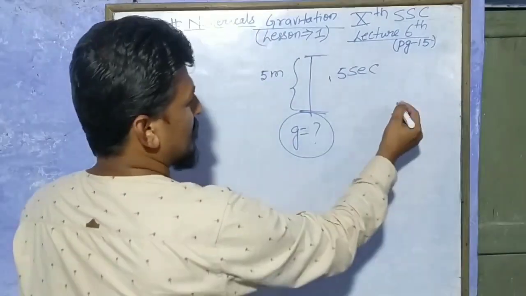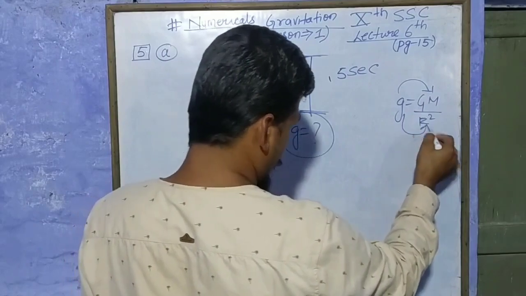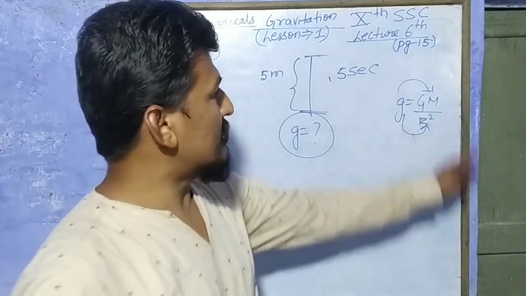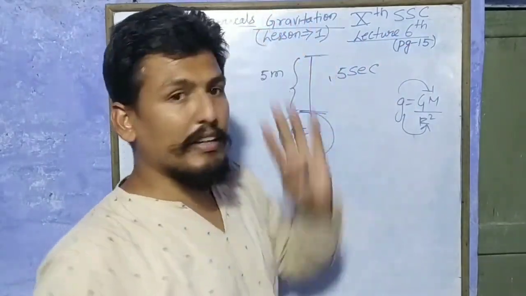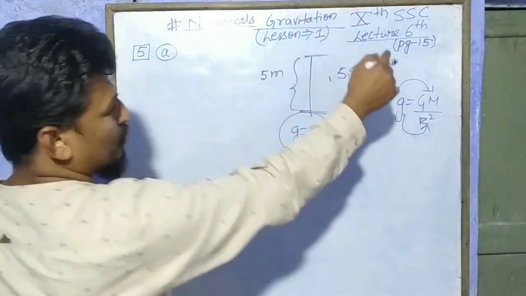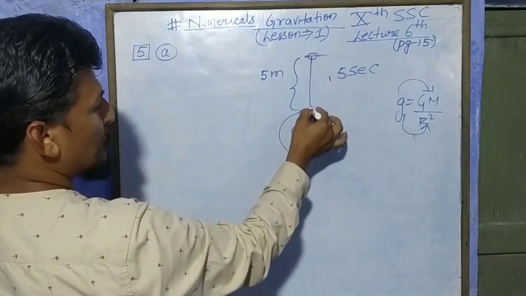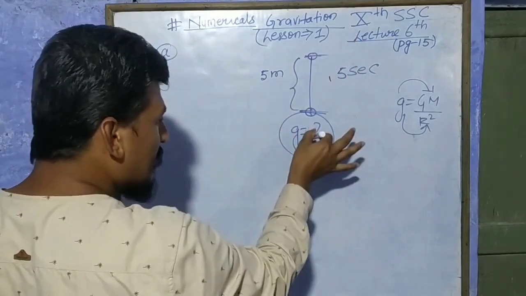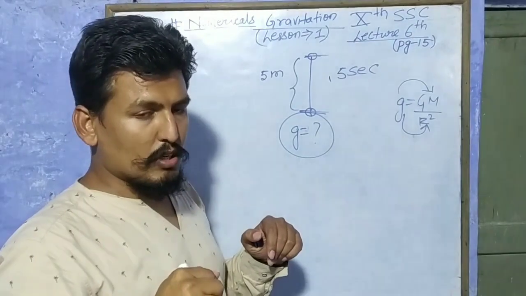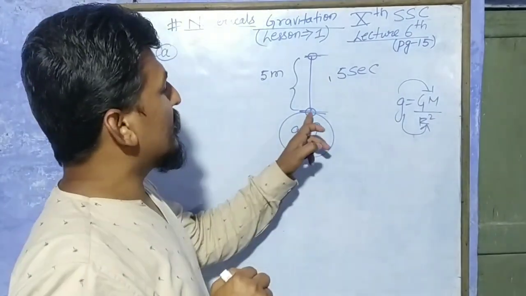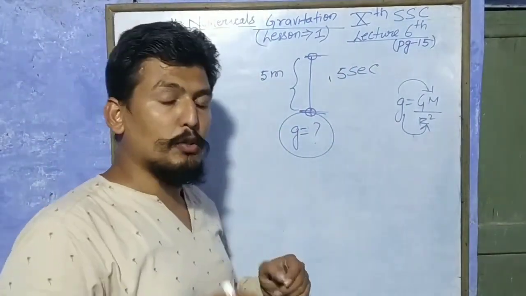Now see, the value of g is GM by r square. The value of g depends on the mass and radius of the planet. This concept has been discussed in the second lecture of gravitation. Here you have to find the value of g. The body moves towards the planet, in support of gravity, so the value of g is positive. If a body is thrown against gravity, then the value of g is treated to be negative.